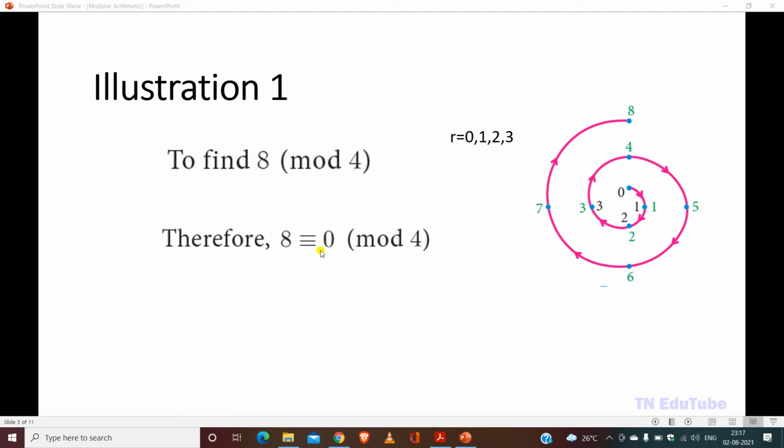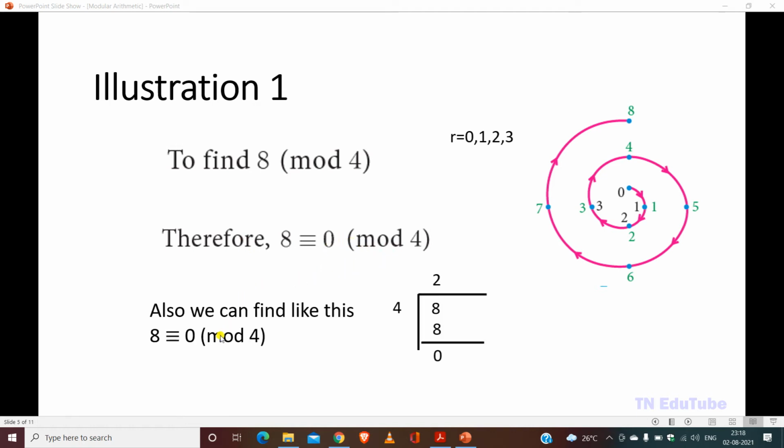8 is congruent to 0 mod 4. In a similar way, the divisor is 4. So when you divide 8 by 4, you get the remainder 0. So we can write it as 8 is congruent to 0 mod 4.